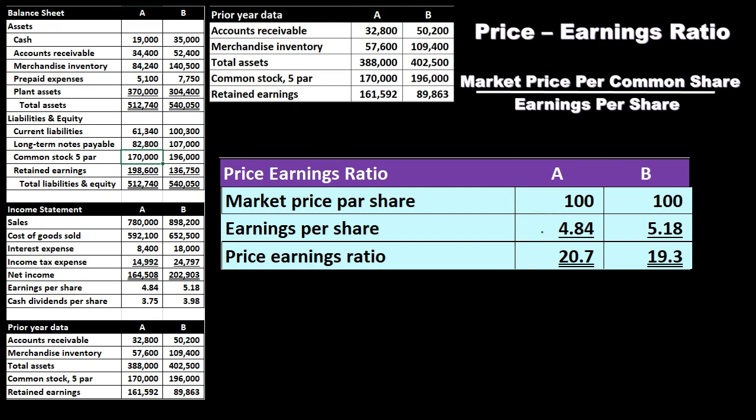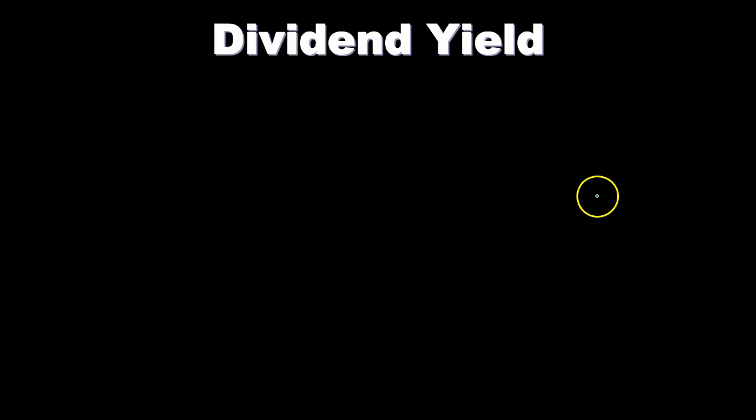It might be more attractive to investors the lower this number would be, because that would be B, means that it would only take 19.3 time periods for the earnings per share to add up to the market price, which is the same $100. Next, we have the dividend yield.